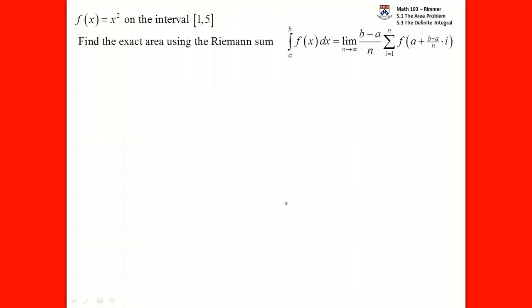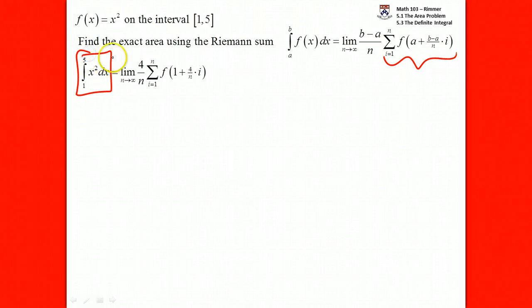Okay. Let's go back to our f of x equals x squared, and we'll do the limit definition. We have exactly this symbol here, and that's the hard part, trying to figure out what's going on with that symbol. This is the exact area. Now we know what that symbol means. And this is the Riemann sum, and we're going to perform this limit. We're on the interval from 1 to 5, so b minus a is 4.